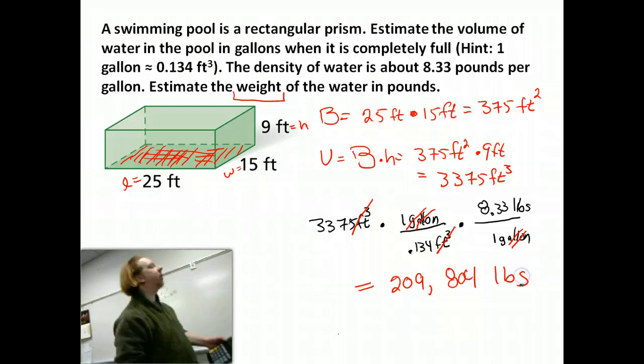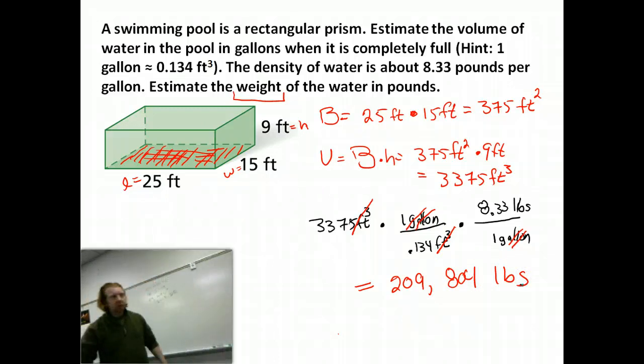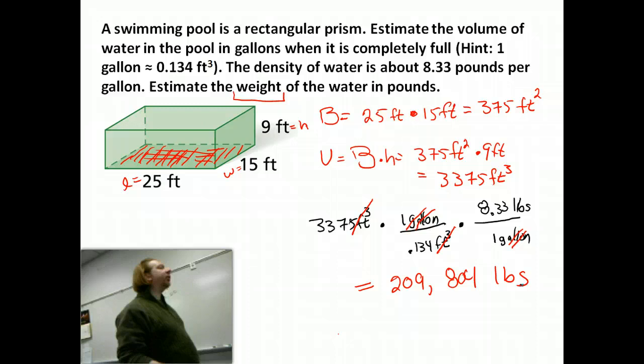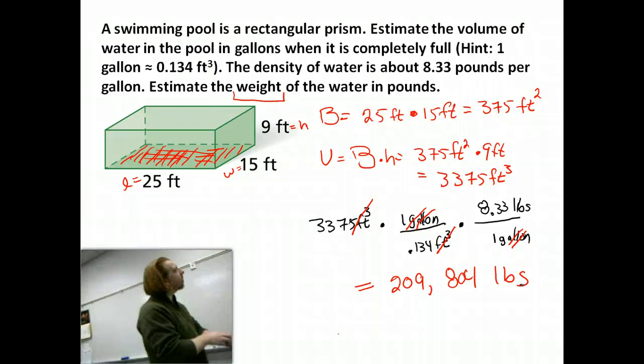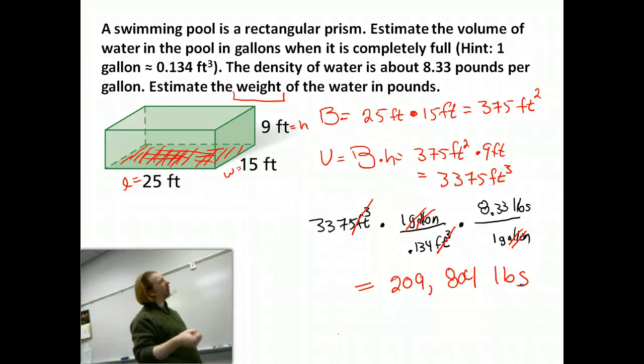Is a pound heavier than a gallon? Pounds and gallons are different units. A gallon is that milk jug of volume. A pound is one pound of weight. According to the conversion factor they give us here, 1 gallon of water is about 8.3 pounds. So you take the swimming pool, 25 by 15 by 9, and we're looking at 210,000 pounds of water. So that's a lot of weight.